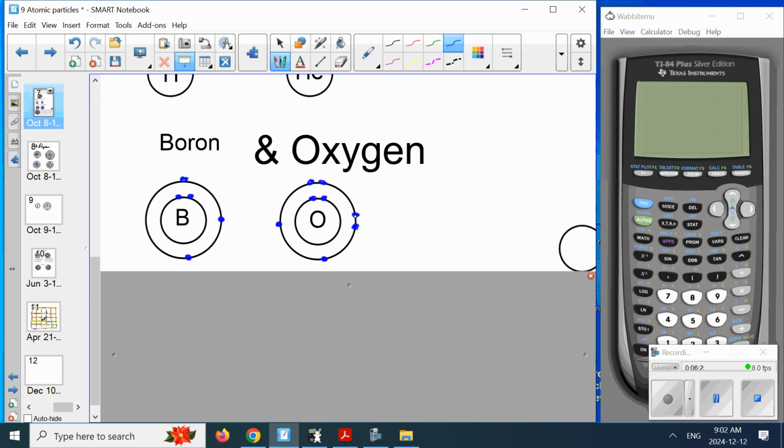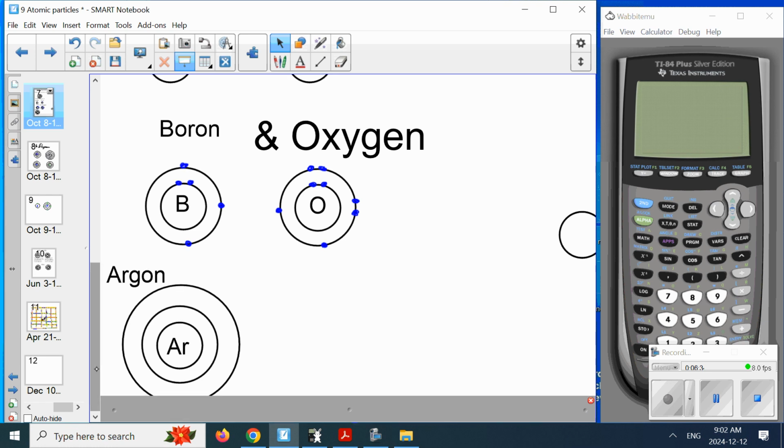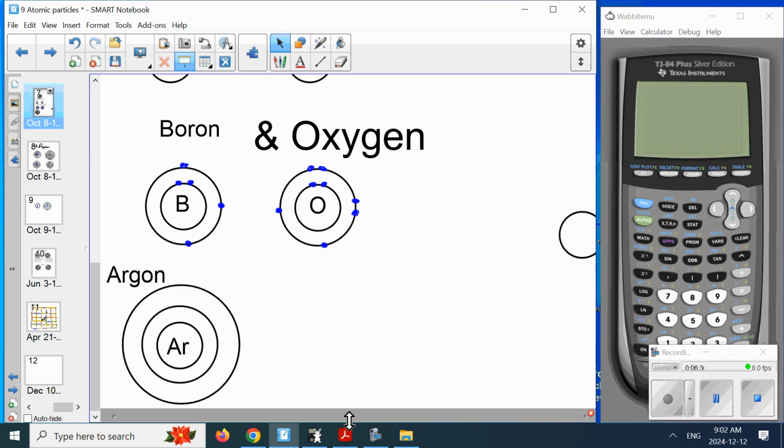Let's just try something else. How about argon? Argon needs 3 rings because it's in the 3rd period. I'll let you just draw 3 rings. And we'll count this out. Argon on the periodic table is 18. But I'm not going to actually think about counting 18 electrons. I'm going to think of it row by row.